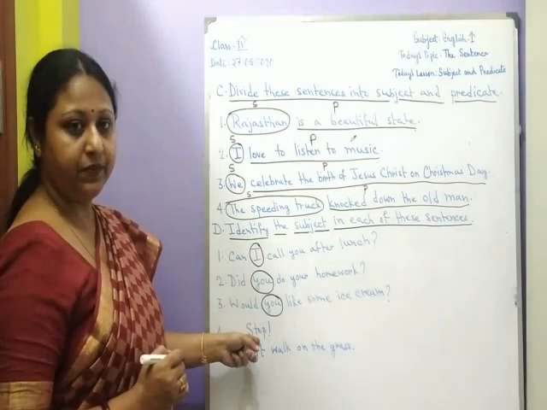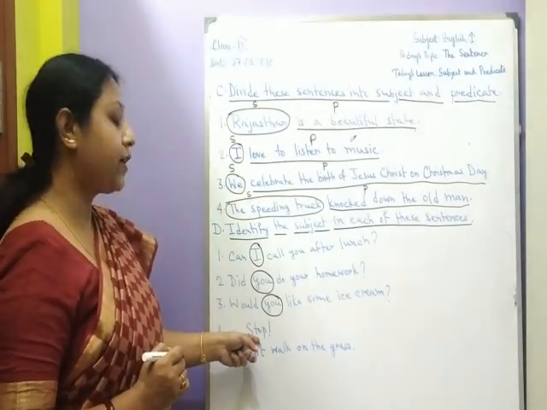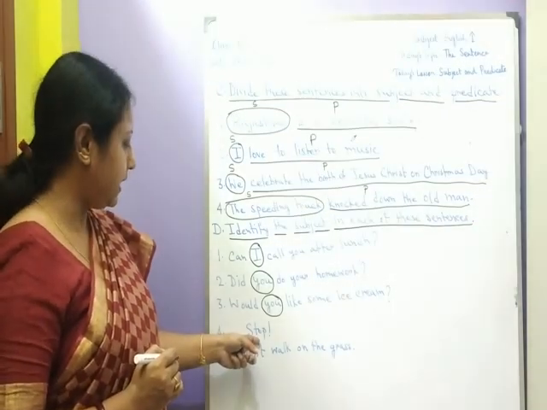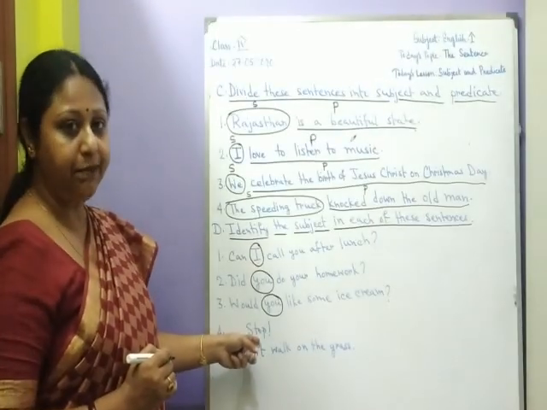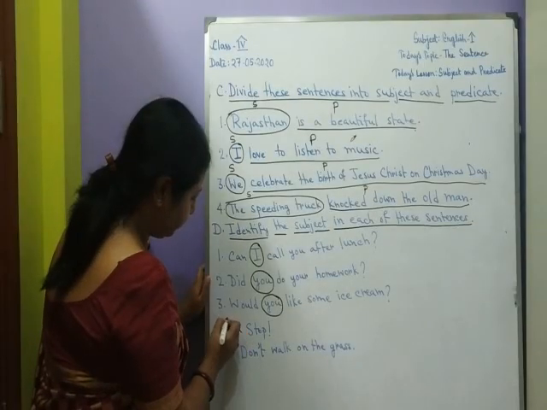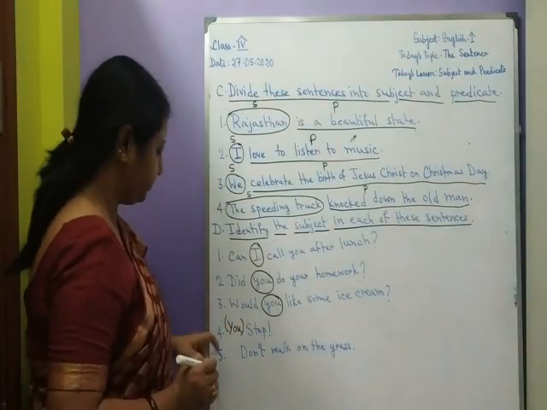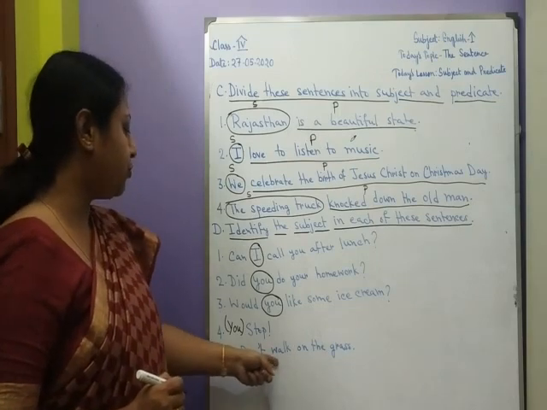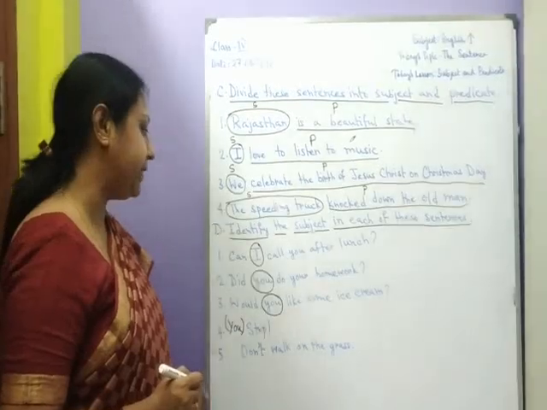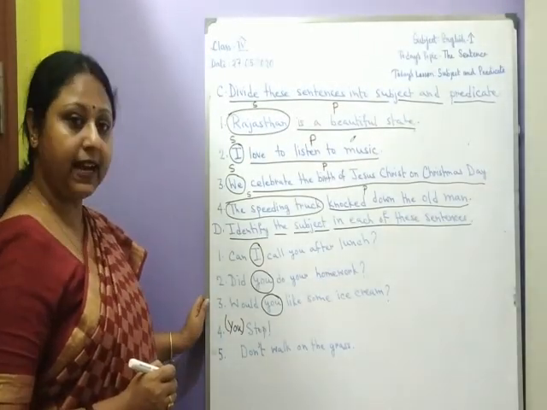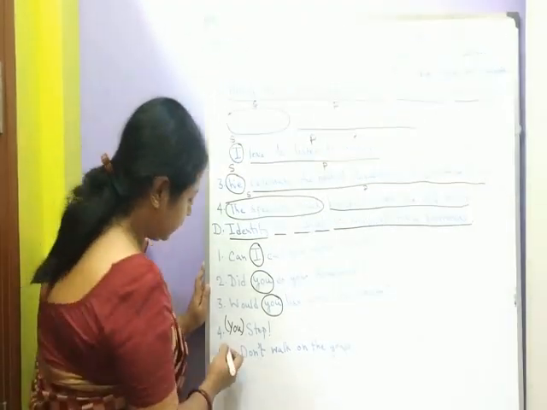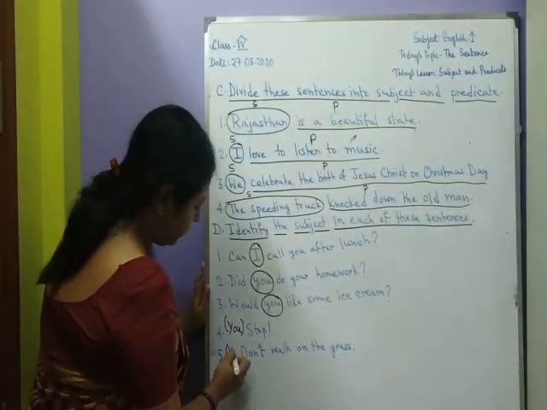Stop. Here it is a command. So it is an imperative sentence. Here the subject is implied. The subject will be you. Don't walk on the grass. It is also an imperative sentence as it is a command. Here also the subject is implied. The subject will be you.